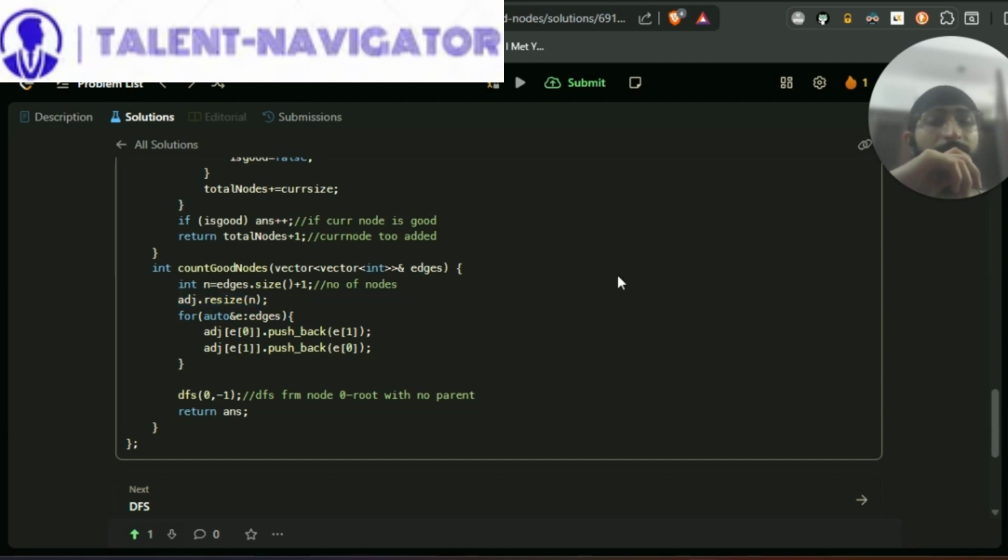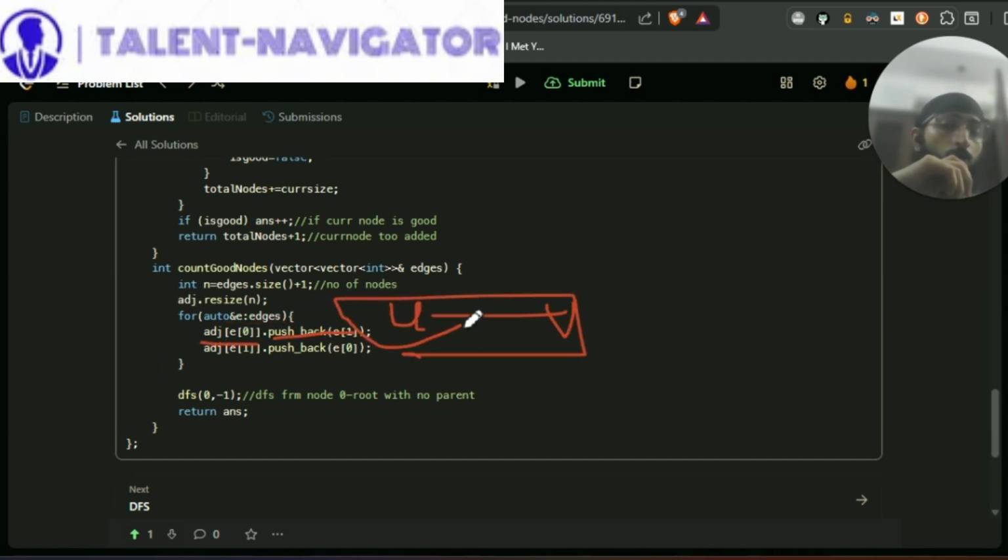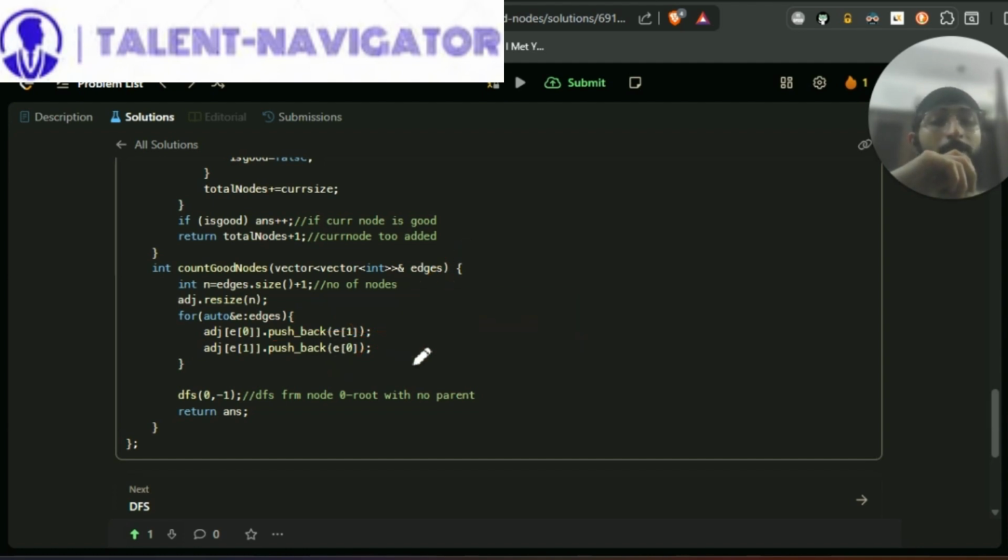So first we resize the adjacency list with n, and we make our adjacency list for the undirected graph. For each edge we visit, from node u to v, we make an undirected edge, so we build this graph. Then we call the function DFS from node 0. This is the node, and -1 denotes the parent. So DFS from node 0, which is the root with no parent, and finally we return the answer, which would be returned from the DFS function.